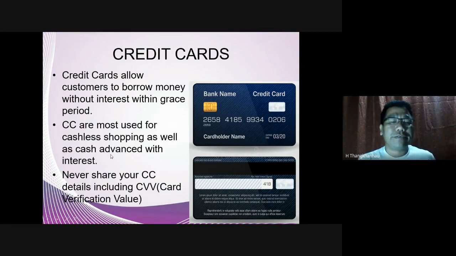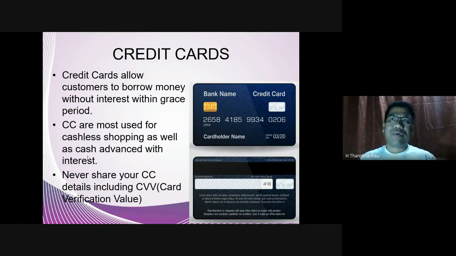with interest, okay? What I want to say here is that you can use your credit card for shopping. And suppose you are in serious need of money, let us say, due to a medical reason or whatever the reason may be, you can withdraw money from an ATM using your credit card, even though you don't have any balance in your bank account.